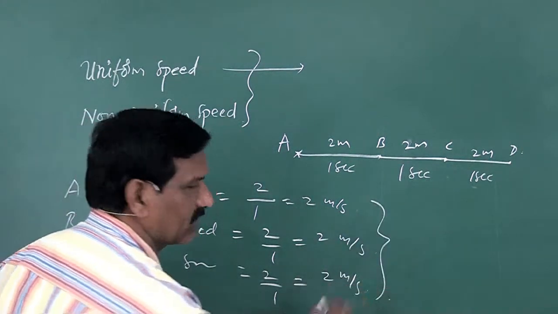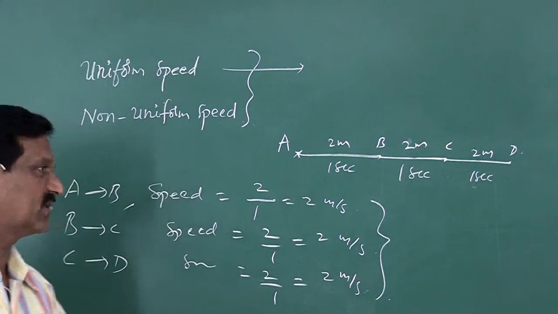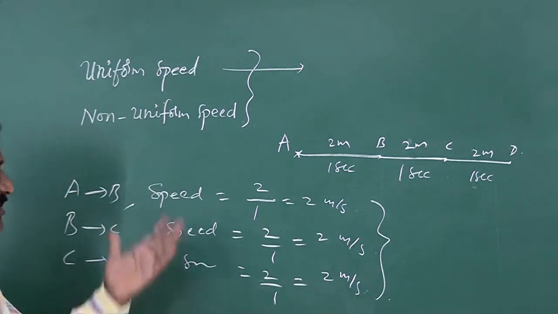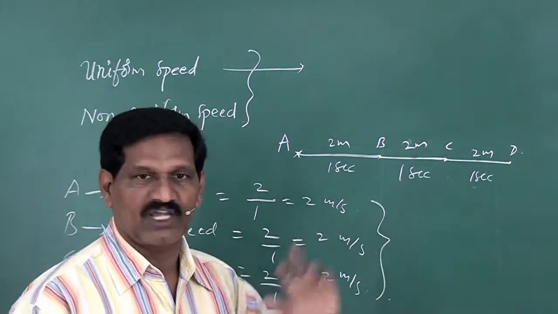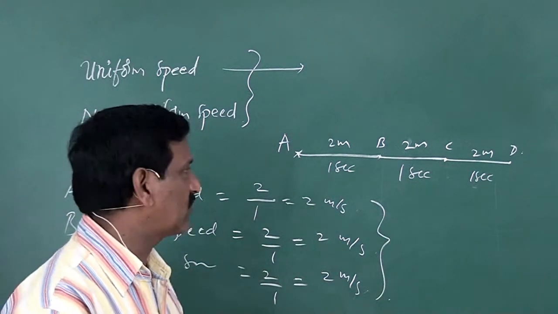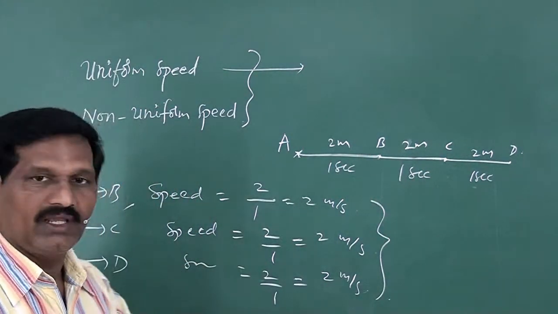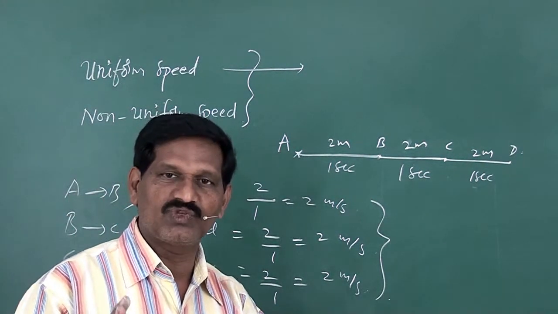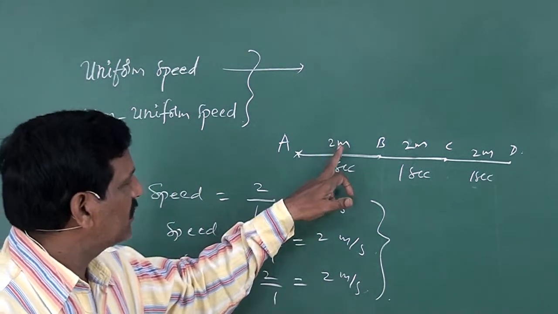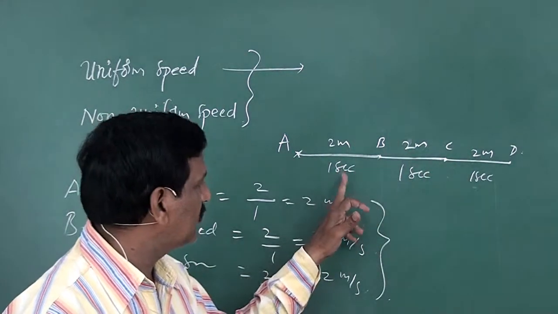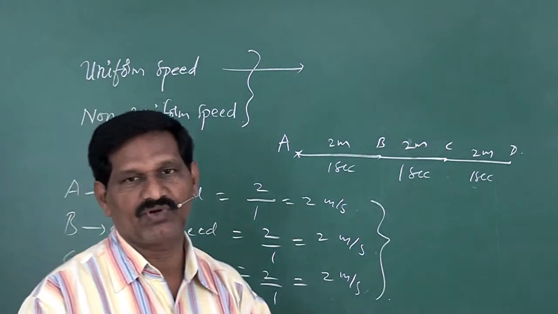So here the speed, then you say that speed is uniform, because at every point of time the speed is the same. That means in equal intervals of times the body covers equal distances. Hence body is said to move with uniform speed when the body covers equal distances in equal intervals of times. So this is uniform speed.